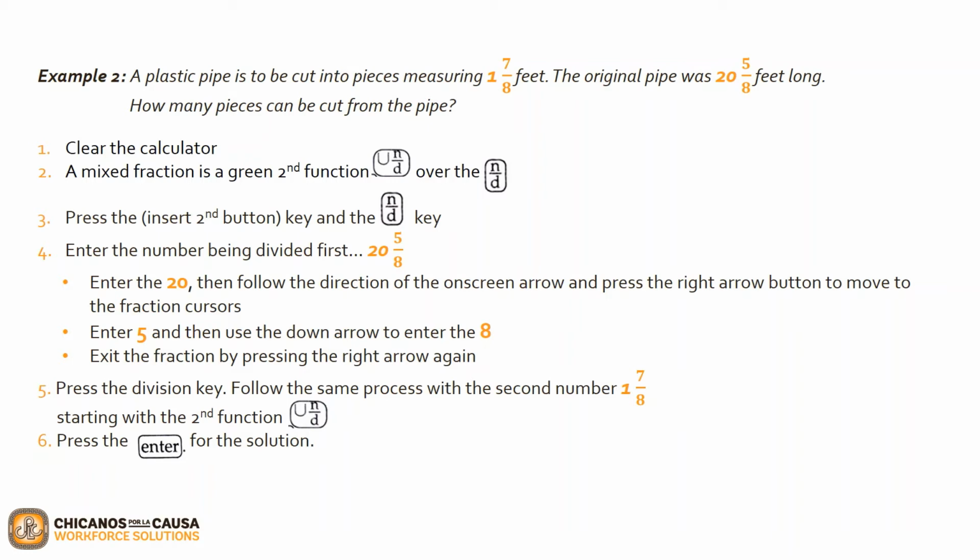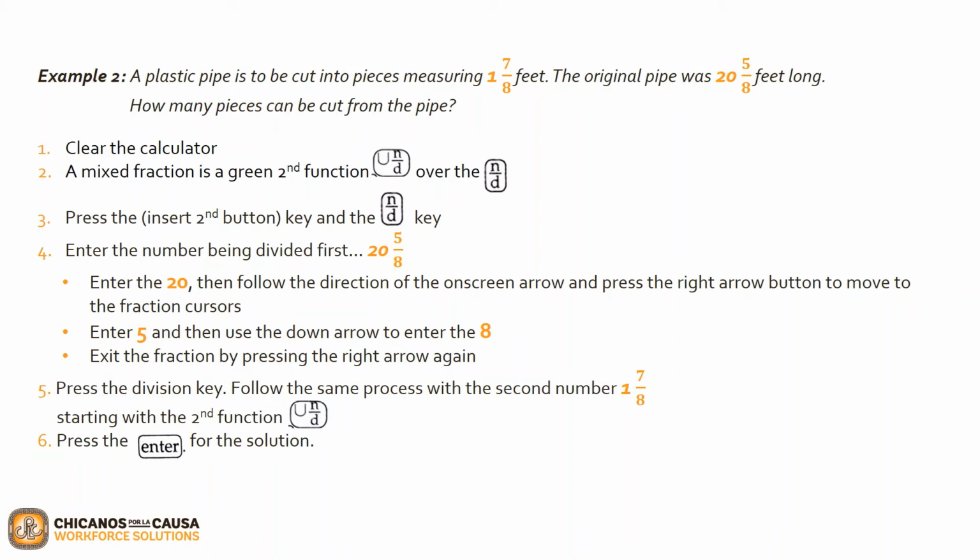Enter the number being divided first, which is 20 5/8. You're going to enter the 20, then follow the direction on the screen arrow and press the right arrow button to move to the fraction cursors. Next, you're going to enter 5 and then use the down arrow to enter the 8, just like our previous example. You're going to exit the fraction by pressing the right arrow again. So it's kind of almost like walking out of it, so to speak.